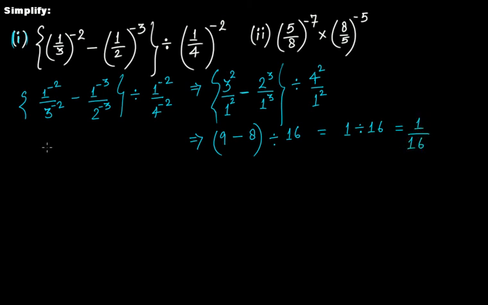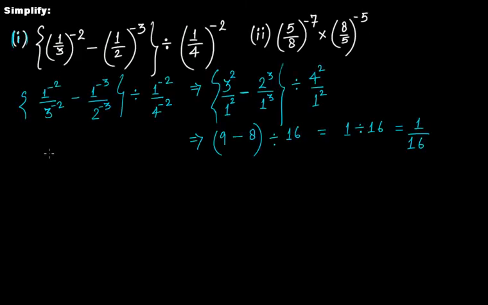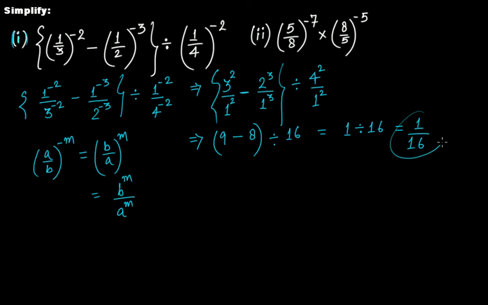So the main thing is always remember what we have seen here. If your number is of the form A by B raised to the power of minus m, you can straight write it as B by A raised to the power of m. And you further simplify it, that is B raised to the power of m by A raised to the power of m, using the laws of exponents. Right? Okay. So here you have the answer for this one, that is 1 by 16.